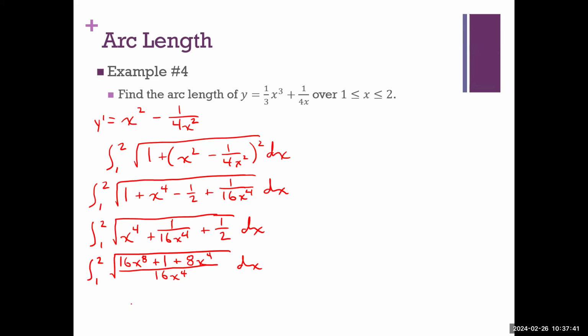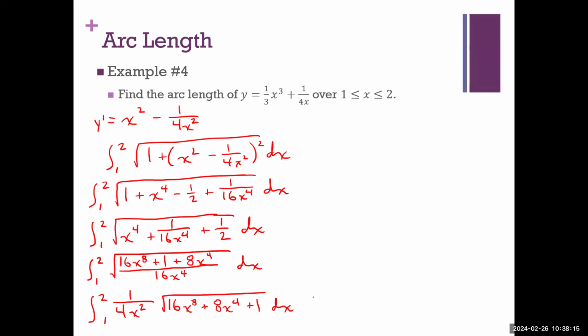Can I take a square root of 16x to the 4th? Should be able to. 1 over 4x squared times this square root of 16x to the 8th plus 8x to the 4th plus 1. Did that help?